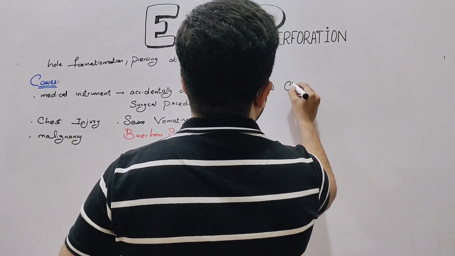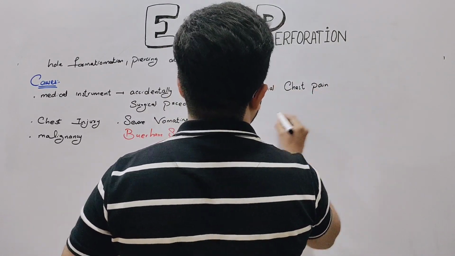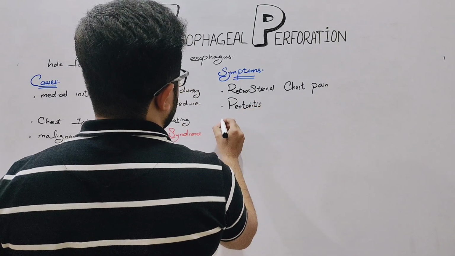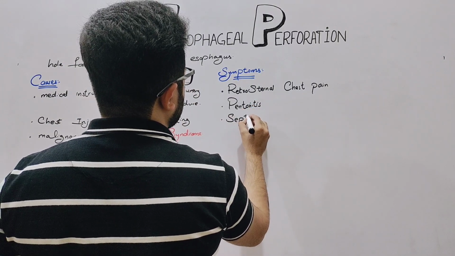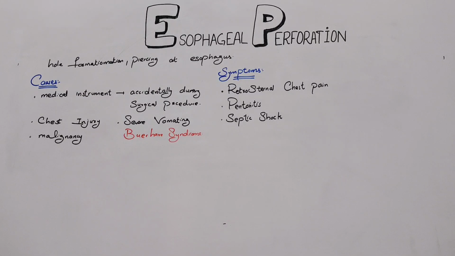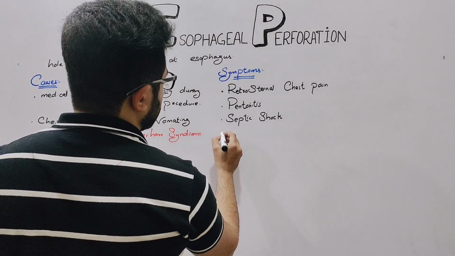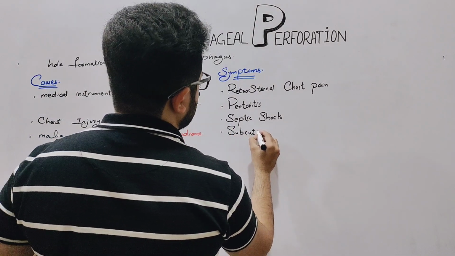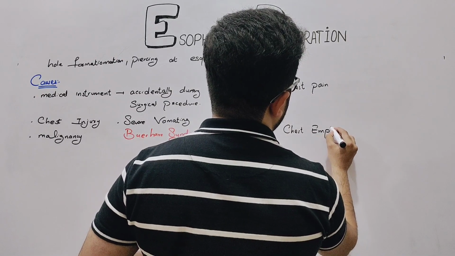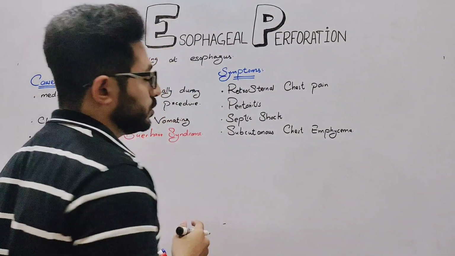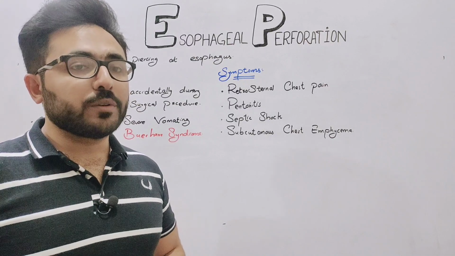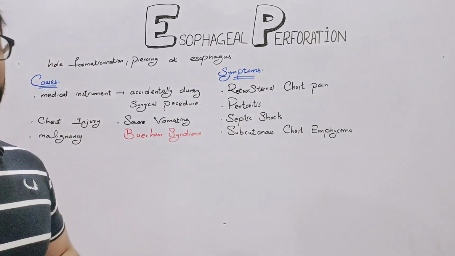Retrosternal chest pain, peritonitis, that will cause infection and then septic shock. Other symptoms: when there is subcutaneous chest emphysema, you find emphysema in non-smokers with retrosternal chest pain, or maybe there will be a finding of peritonitis. You can assess it will be an esophageal perforation.